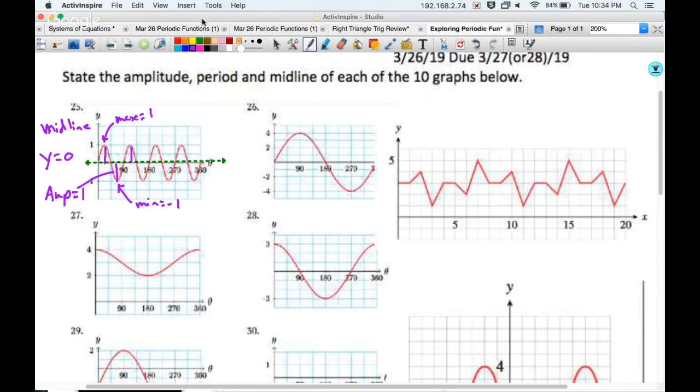And then the last thing, the period. I say you should always count your period from peak to peak. That's just the most reliable way to do it. None of them really hit exact values, so I'll just estimate from here to here. That looks to be about, let's see, each of these blocks is 45. So about 2 blocks. So that looks like it's a period of about 90 degrees equals the period.